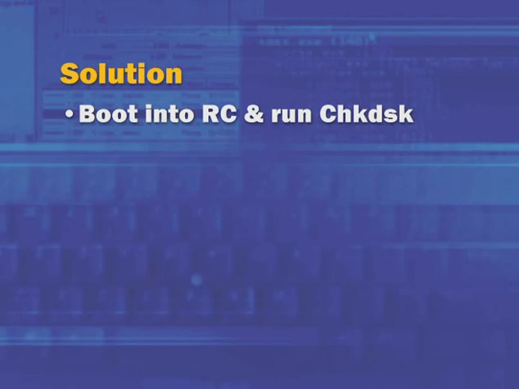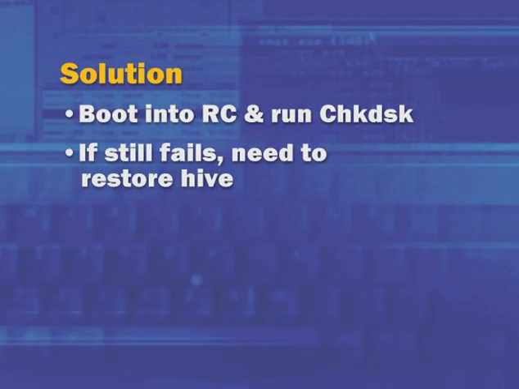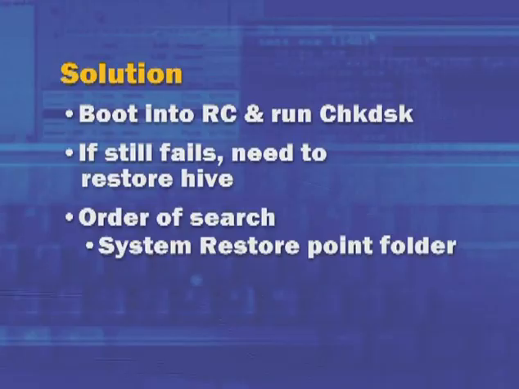So the solution to this kind of problem is to boot the recovery console and again first run a check disk, because that might repair the volume sufficiently to be able to access the registry hives. If the system still fails to boot, at this point you will need to locate a good copy of the corrupted or inaccessible registry hive. And there are basically three places you should go. The first place you should go, if it's available, is the most recent system restore point folder.